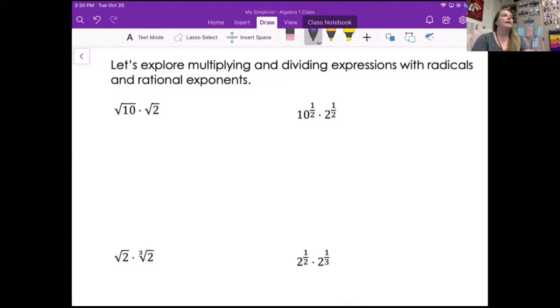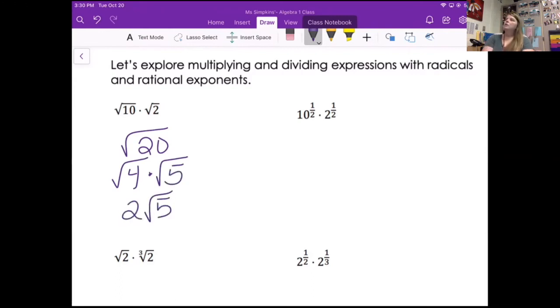So the square root of 10 times the square root of 2. Well, what's 10 times 2? Square root of 20. Okay. This is easy, but if you can simplify it, I would like you to. So can we simplify the square root of 20? Is there a perfect square that goes into 20? Zion: 4. Square root of 4 is 2, times the square root of 5 would leave us with 2 square root of 5.